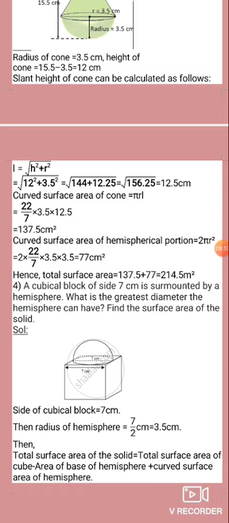So side of the cubical block is 7. Then the radius of the hemisphere is equal to what? That 7 by 2. The side of the cubical block is the same as the diameter. So radius of the hemisphere is equal to what? 7 by 2, which is equal to 3.5 centimeter. Then the total surface area of the solid is equal to total surface area of the cube minus area of the base of the hemisphere, that we need to avoid, plus what? Curved surface area of the hemisphere.